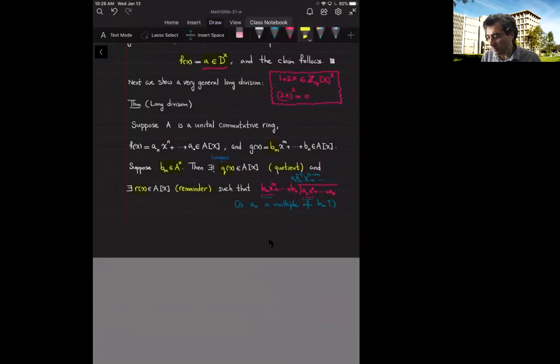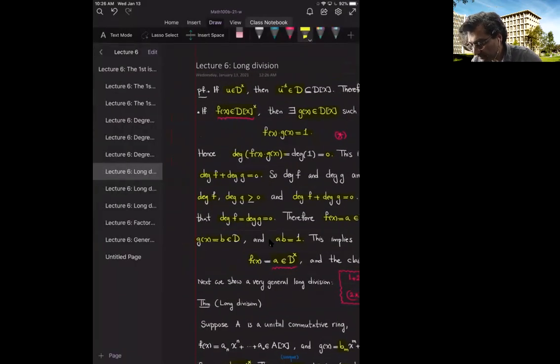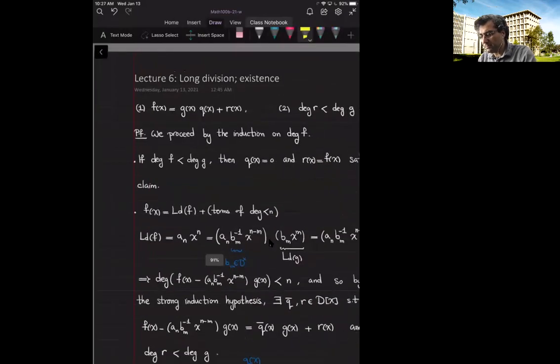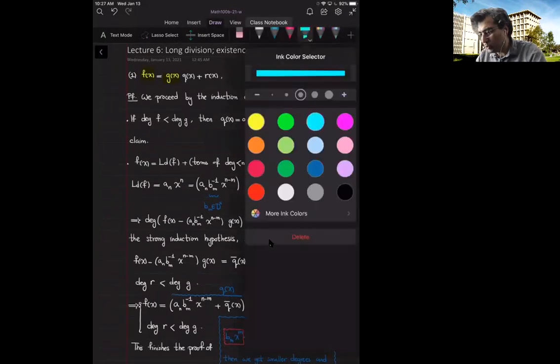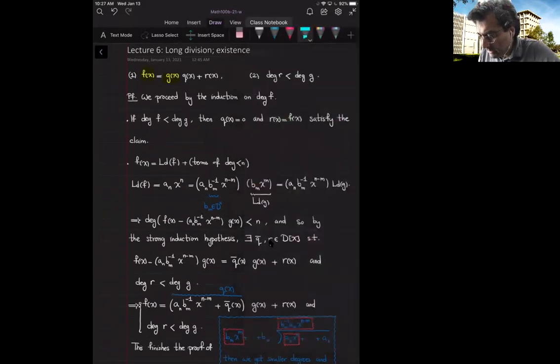such that the following properties hold. So what are the properties? As before, saying that it's quotient and remainder means that when I multiply G by the quotient, so I have these two players, F and G, I'm dividing F by G, saying that Q is the quotient and R is the remainder means G times Q plus the remaining part is my F. And when I say it's remainder, that means the degree of R should be strictly less than degree of G.